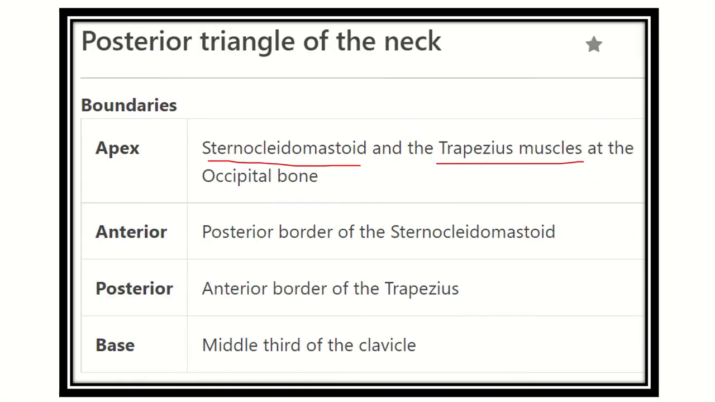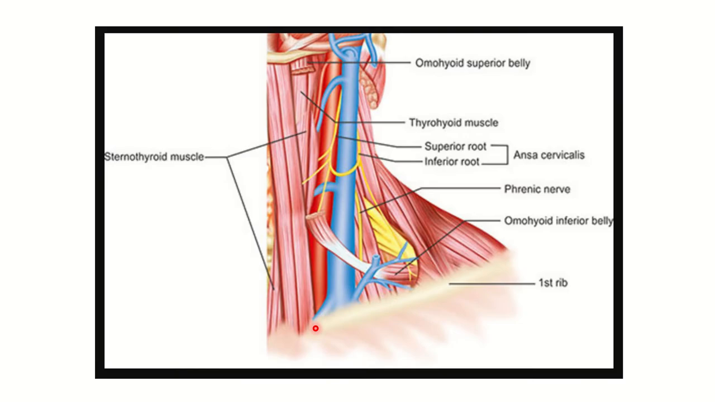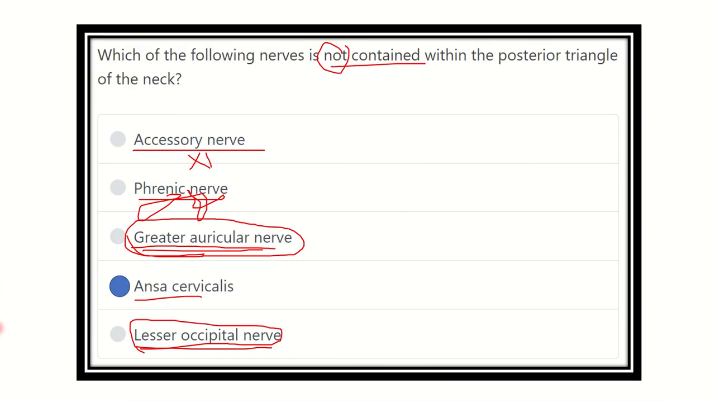In the picture we can see here, these are the cutaneous branches. They arise in the posterior triangle, then supply different parts of the neck area. Here we can see they are supplying this area, and the names are: this is the lesser occipital, greater auricular, this is transversely placed, so transverse cervical, and in the lower part it is the supraclavicular. So our answer is ansa cervicalis, because the rest of the structures are present in the posterior triangle.